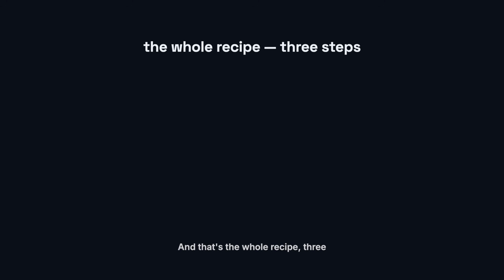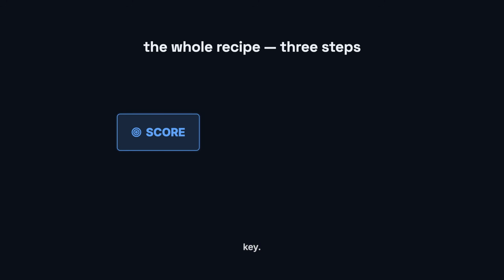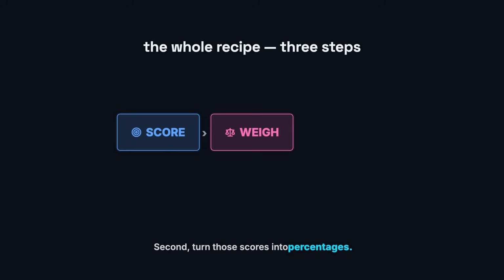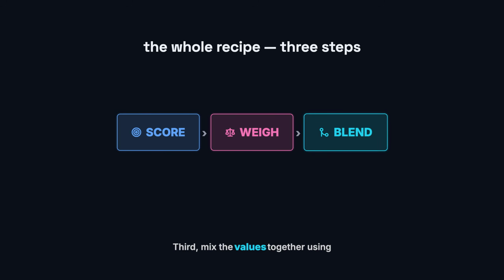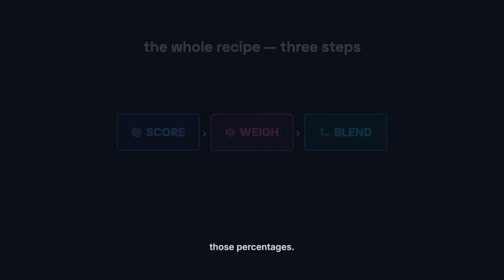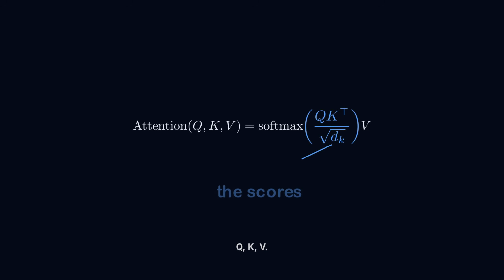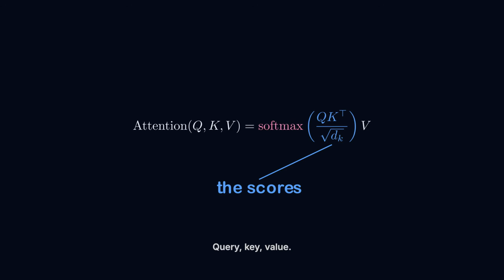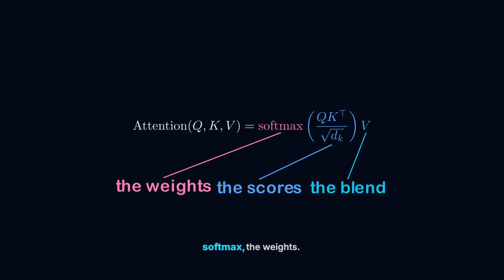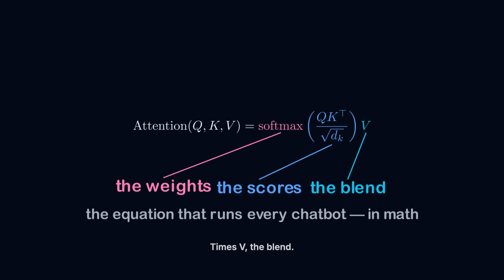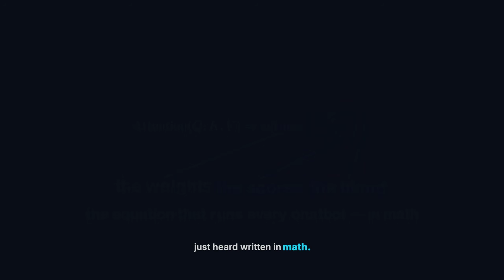And that's the whole recipe, 3 steps. First, score the query against every key. Second, turn those scores into percentages. Third, mix the values together using those percentages. In fact, you've just earned the actual formula from the paper. Q, K, V, query, key, value. Q times K, the scores. Softmax, the weights, times V, the blend. The equation that runs every chatbot on Earth is the sentence you just heard, written in math.